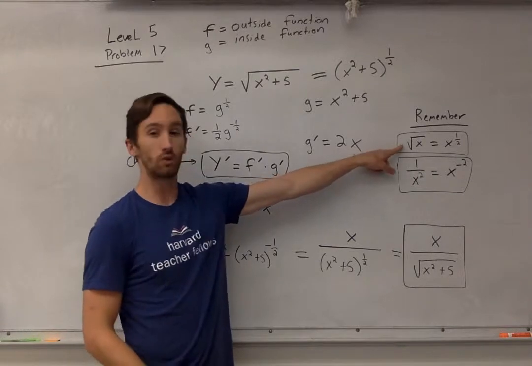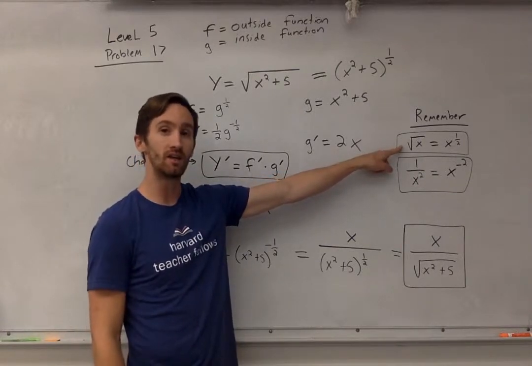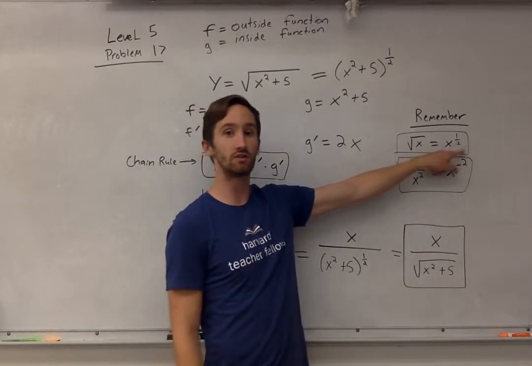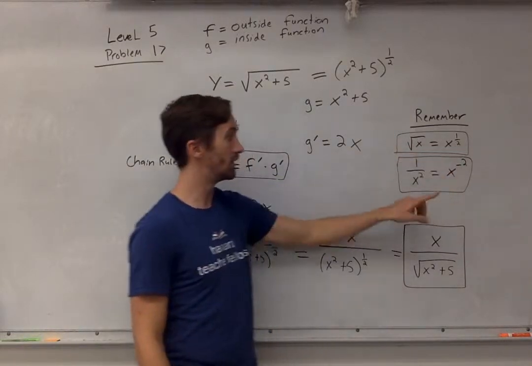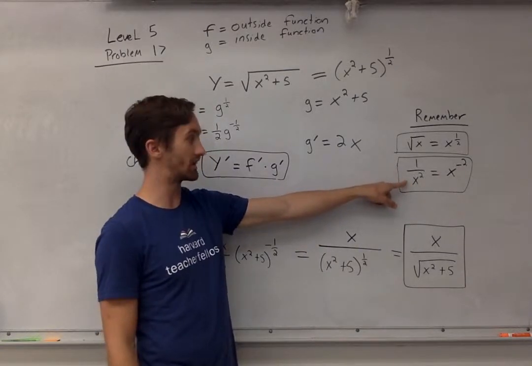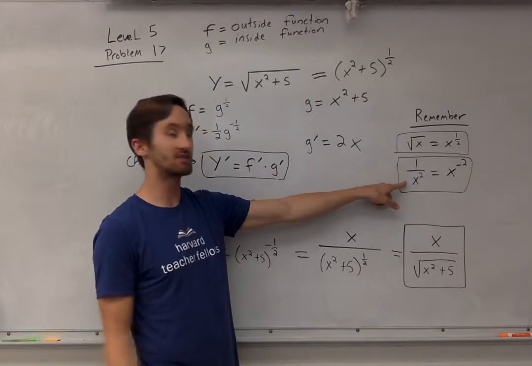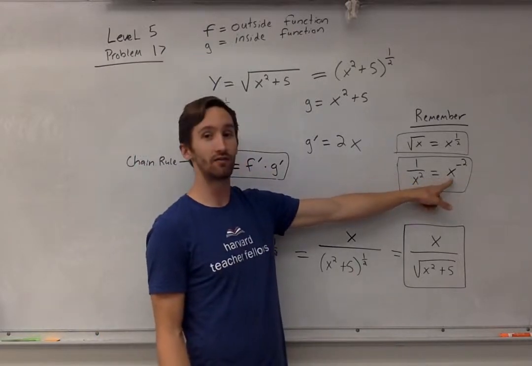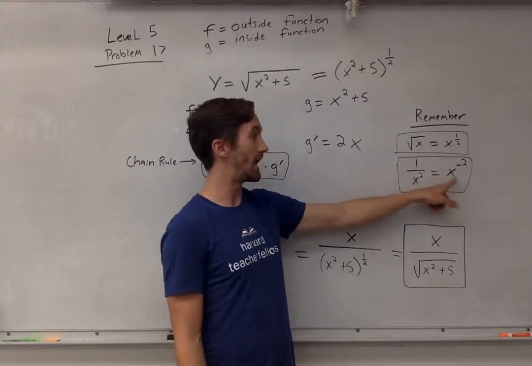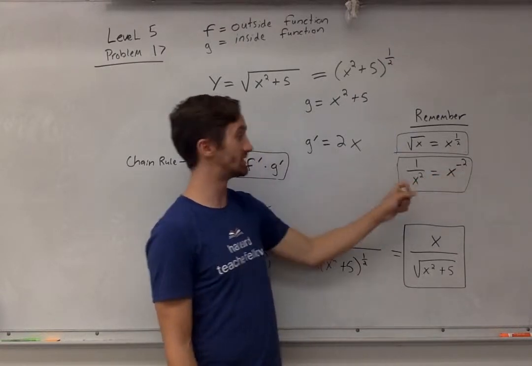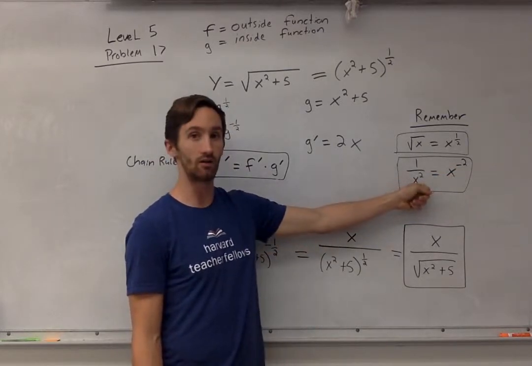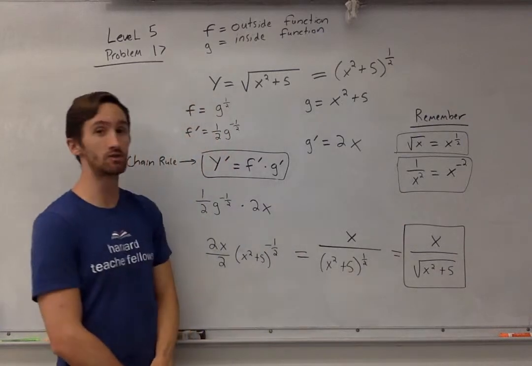First, the square root of some value is the same as saying that value raised to the 1/2 power. Also, when we have a value in the denominator, like x squared, that's the same as if we had that value in the numerator and the exponent were negative. So x to the -2 is the same as 1 over x squared. So let's jump into the problem.